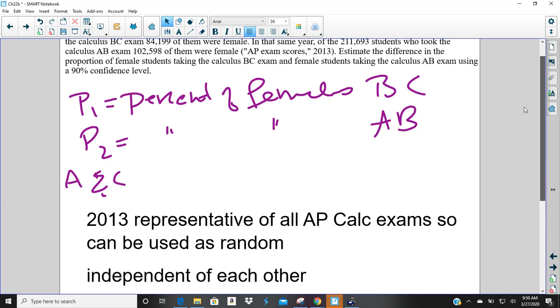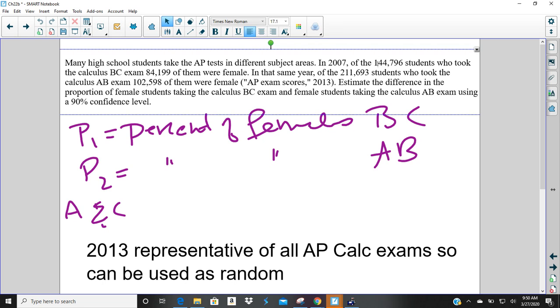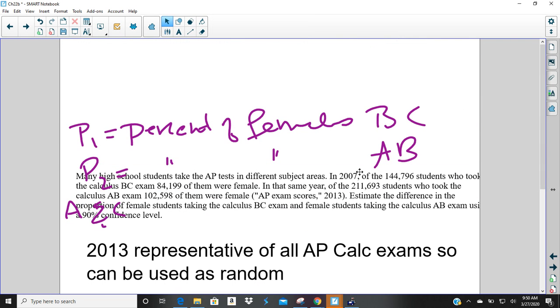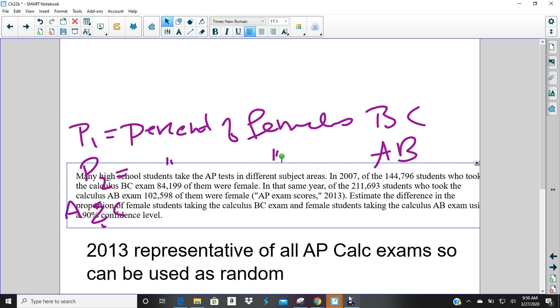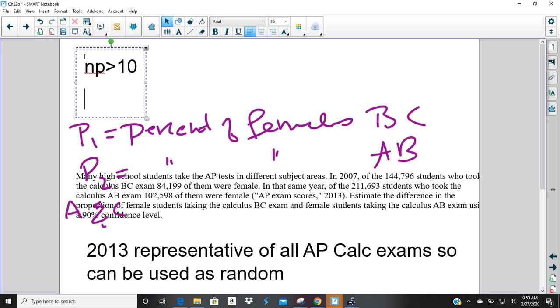We already have some of our numbers here, so let me tweak these. Let me bring this down so I can quickly do the numbers for you. Well, I'm going to do it up here if that's okay with you guys. So I'm going to do NP is greater than 10. This is going to be for BC, the BC one first.